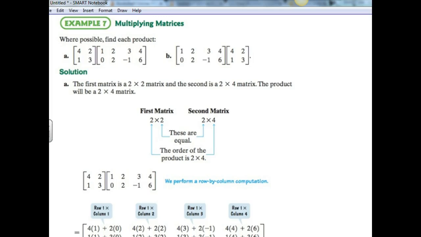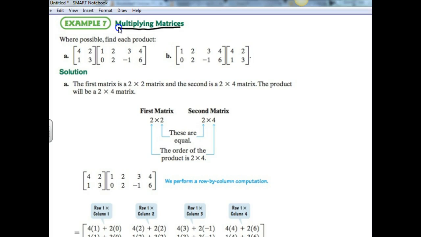Hello. We're looking in your Pre-Cal Part 2 textbook at Lesson 8.3, which is Matrix Operations. This Example 7 is found on page 835. What we're doing here is multiplying matrices. In one of the previous videos, we talked about adding and subtracting matrices. Multiplying matrices is a whole different ballgame.